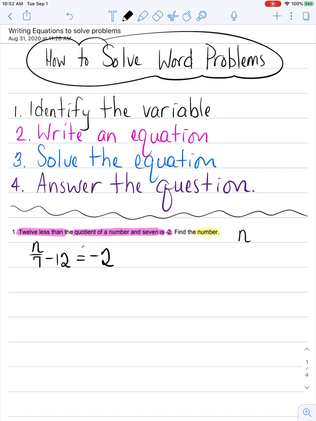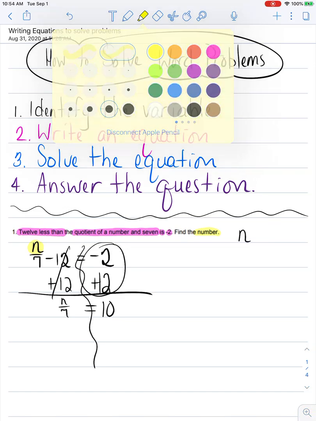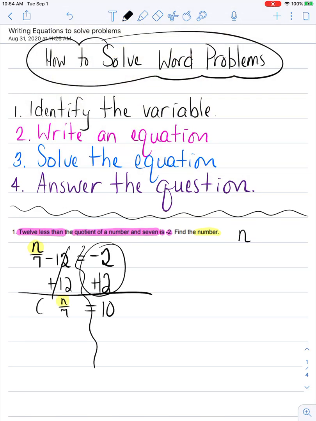Step 3, we're going to solve the equation. So these are our steps that we have used so far this year. And the only thing I see that I need to do is isolate the variable. So I'm going to go ahead and do that. The opposite of minus 12 is to add 12 to both sides. So I'm left with n divided by 7 equals negative 2 plus 12 is 10. And I still need to multiply by 7 on both sides to isolate that n. So n equals, and 10 times 7 is 70.